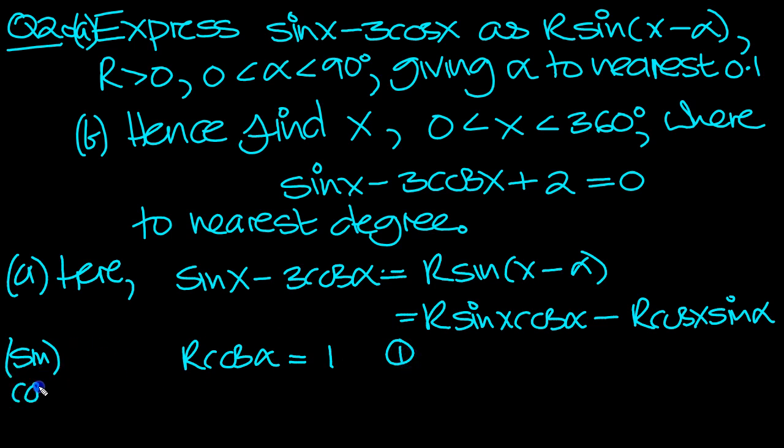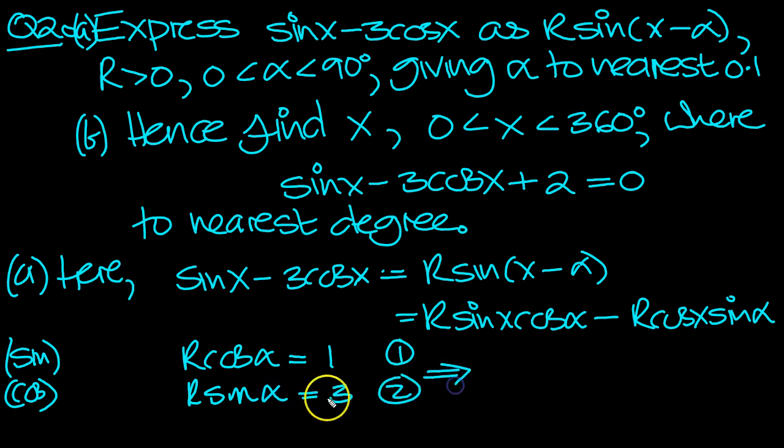And then equate cosines. Minus 3 here, and we've got a minus on that side as well, so we can drop the minus. That should be an x, of course. So equating cosines, it's 3 with the minus, is minus r sin alpha. So it's r sin alpha, dropping the minus, is equal to 3. That's number 2.